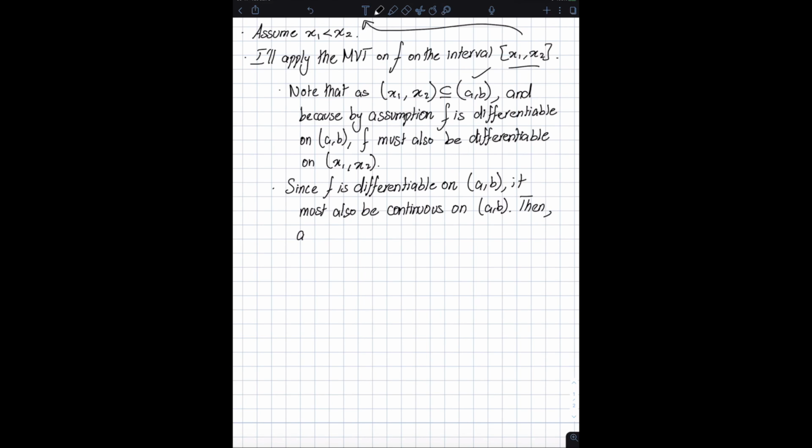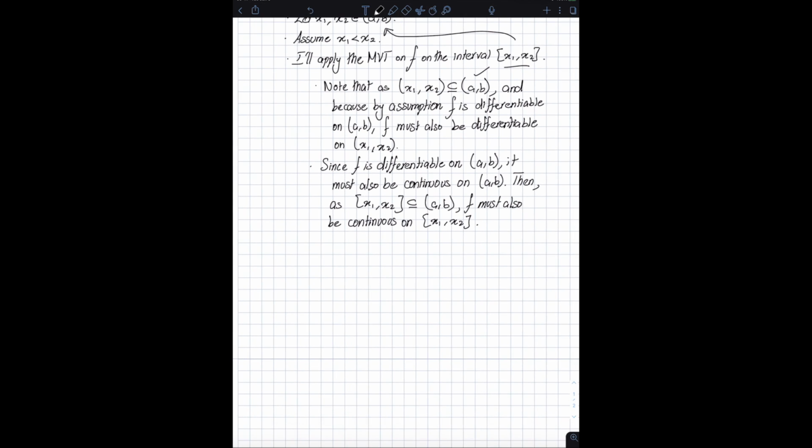once again we have x1 comma x2, the closed interval x1 comma x2, is a subset of the open interval a comma b. F must also be continuous on the closed interval x1 comma x2. And now we're almost done. So we have verified the hypothesis.